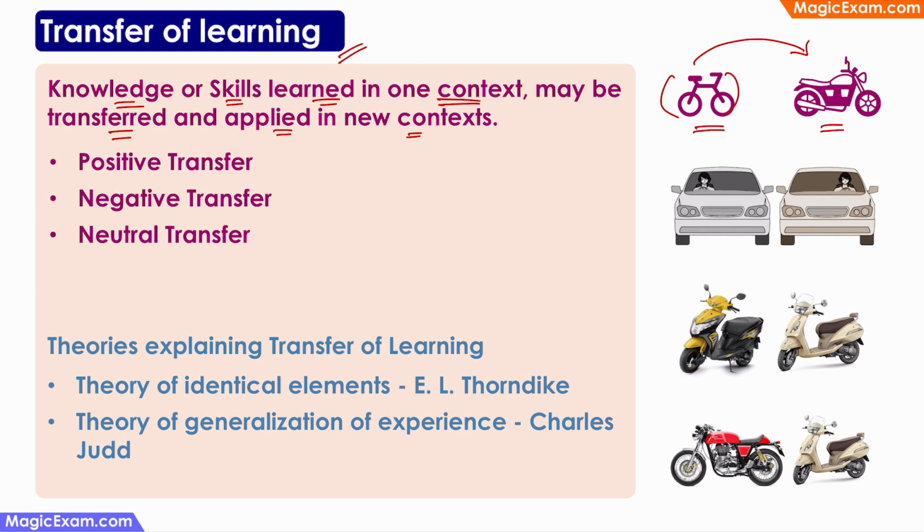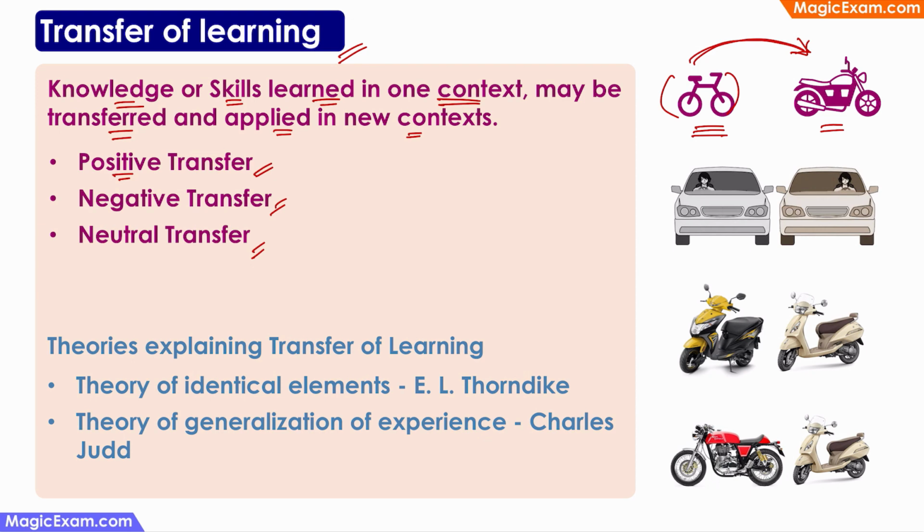Now, transfer of learning can be positive, negative, or neutral. For example, the knowledge and the skills that I learned while riding a bicycle definitely helped me in a positive way when I was trying to learn how to ride a motorcycle. That was a positive transfer because it was helpful.